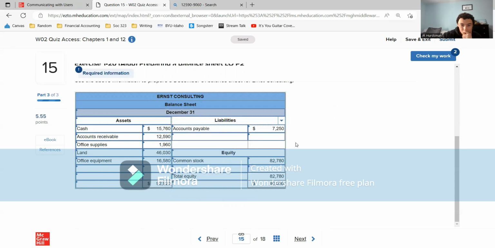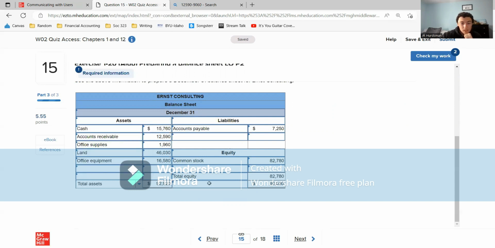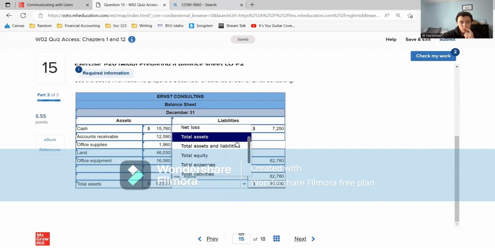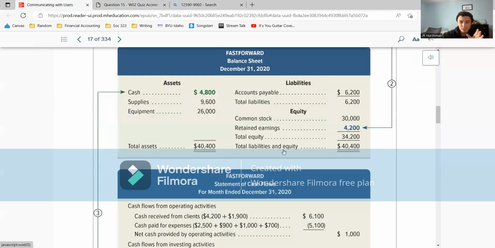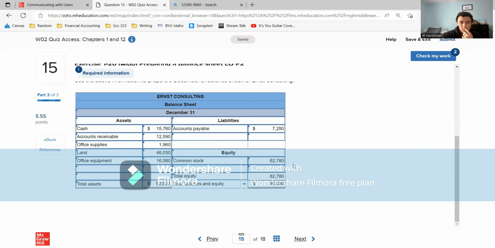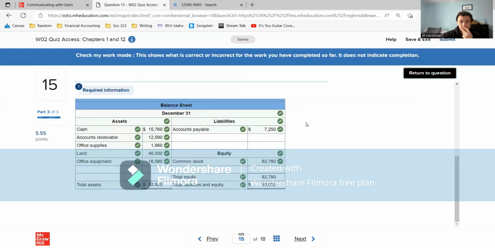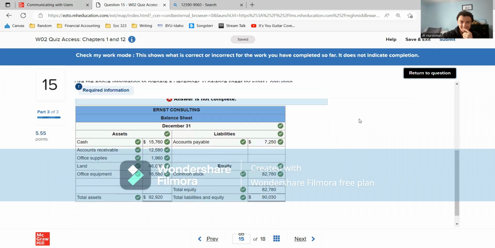All right, cool. So total equity, and then over here, this would be total assets. And then over here, I assume this is just total liabilities and equity. Let's double check. Total liabilities and equity. Yeah. Okay. Hopefully this is it. All right. Apparently I missed another one, but we're almost there. We're getting there, guys.